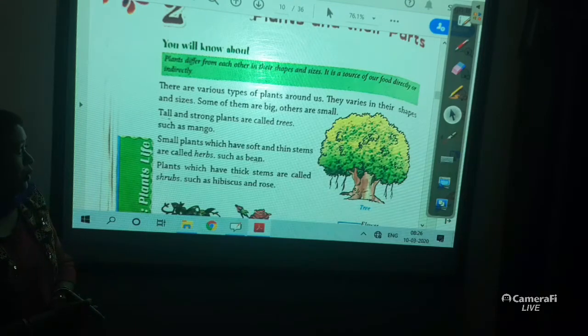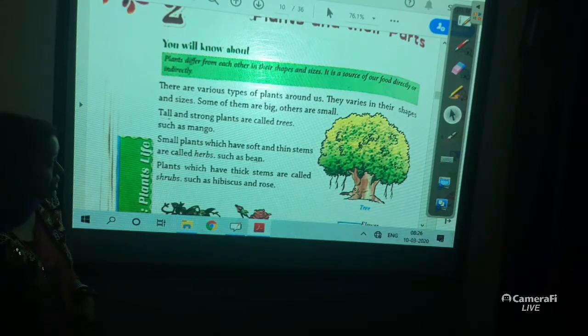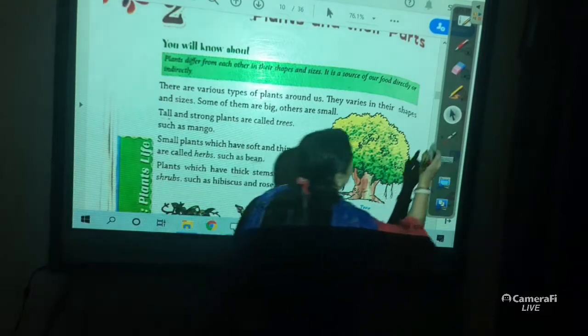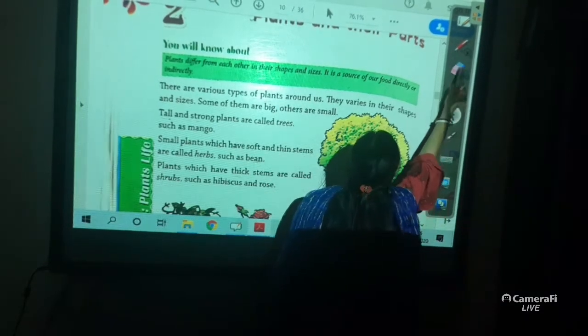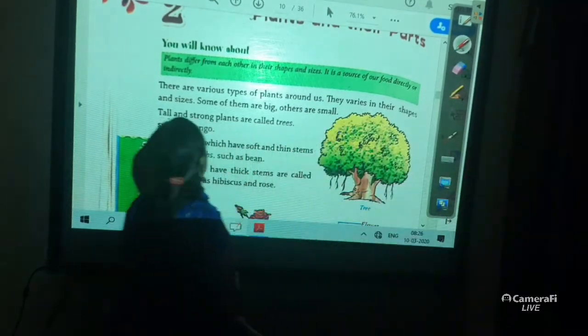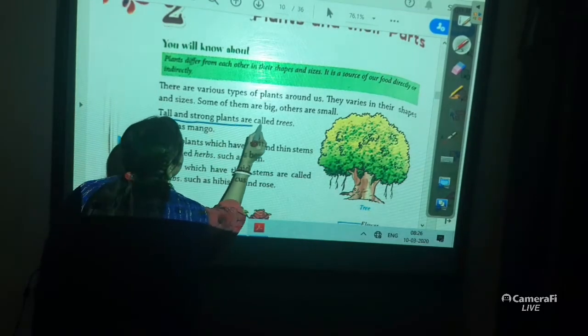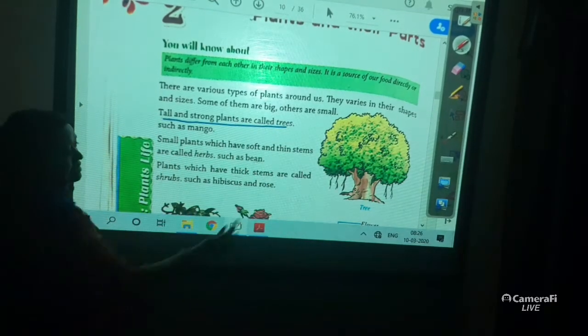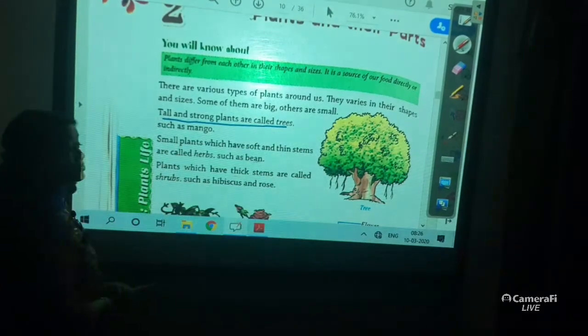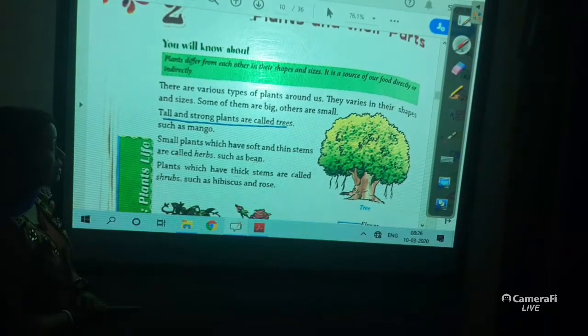Tall and strong plants are called trees. So this is one category of the plants. All of you underline this sentence. What are trees? See, this is the picture of trees. The tall and the strong plants.